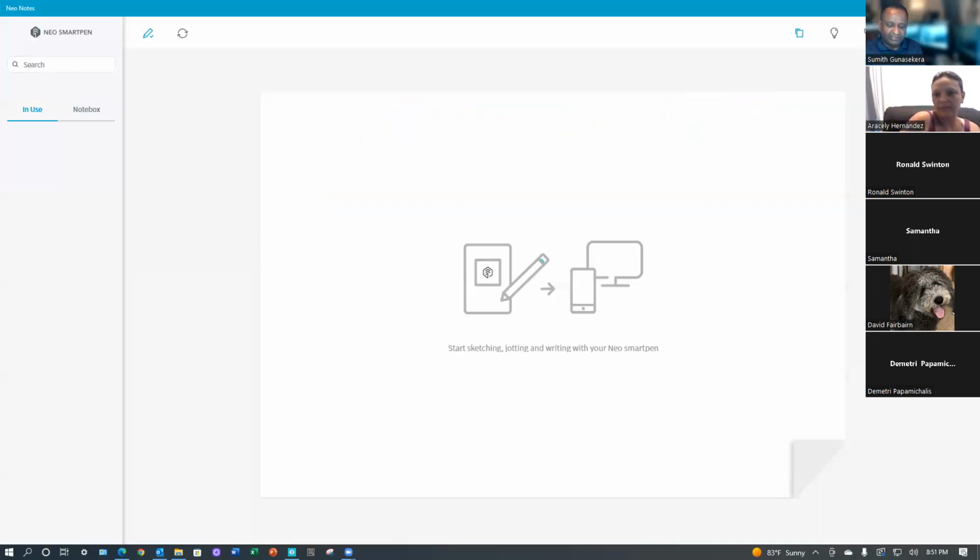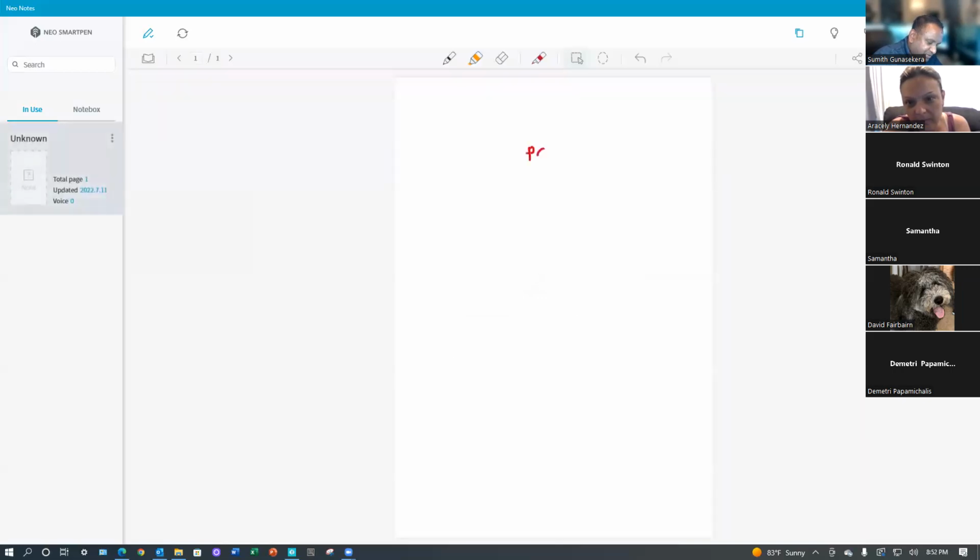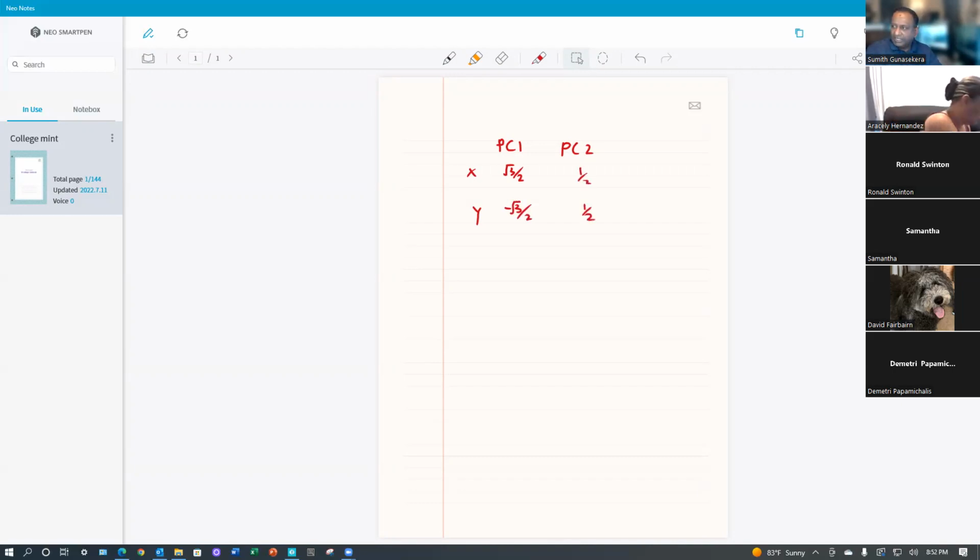After all these things, I'm gonna write here for you to see clearly. I have principal component 1 and principal component 2. I have an x here and a y here. Let's say I have root 3 over 2 here, negative root 3 over 2 here, and 1/2, 1/2, like that. Let's say those are the numbers, the loadings or eigenvectors, either way, doesn't matter.